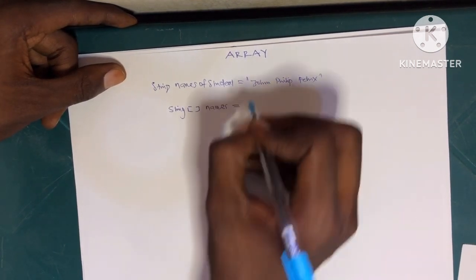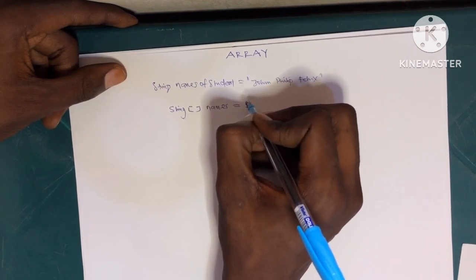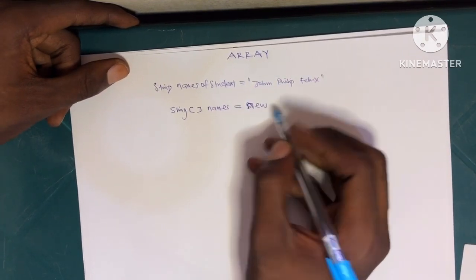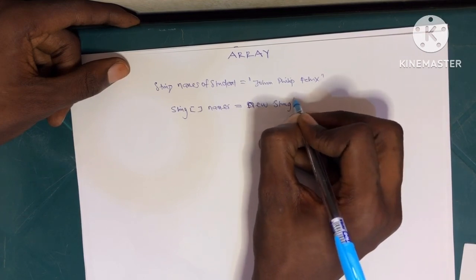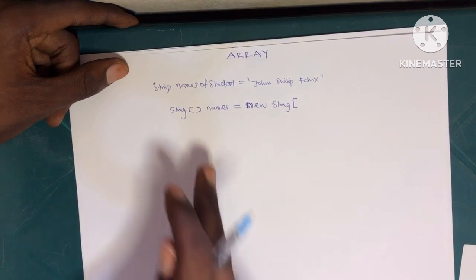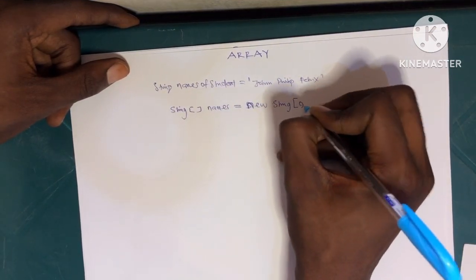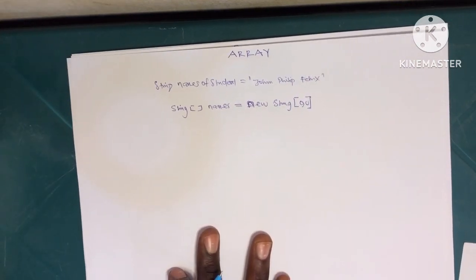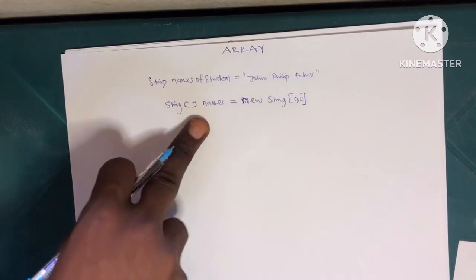Then use the new keyword. Are you understanding me? Then use the new keyword. Then you say String, then you open the bracket and you put the size. Do you know what size means? That means the number of students. Assuming we have 90 students, then you put 90. That's it. The next thing at this point is to assign values to this array.